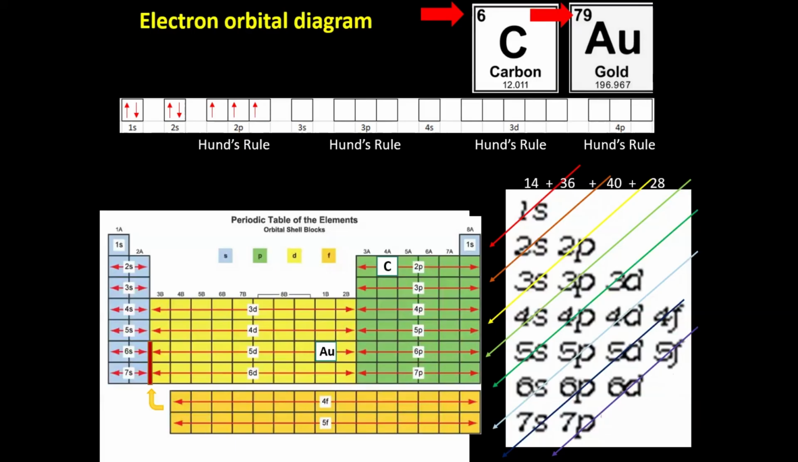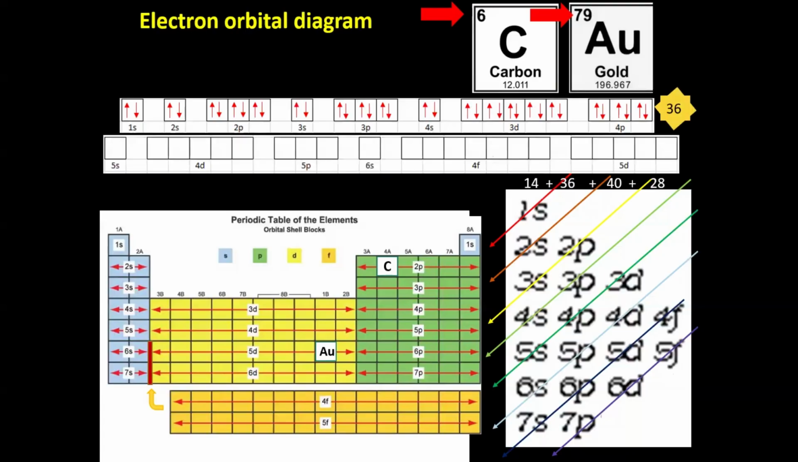So 7, 8, 9, 10, 11, 12, and then we put 1 in each thing. So 13, 14, 15, 16, 17, 18, 19, 20. 21, 22, 23, 24, 25, 26, 27, 28, 29, 30, 31, 32, 33, 34, 35, 36. So that's 36, so we don't forget it.